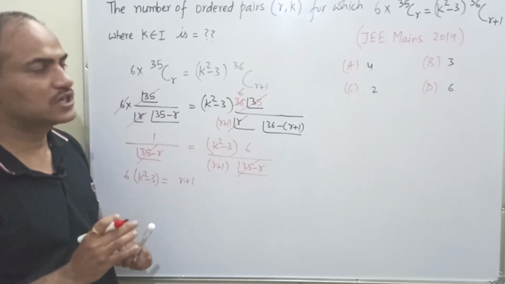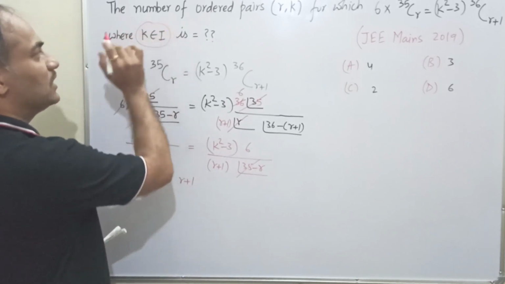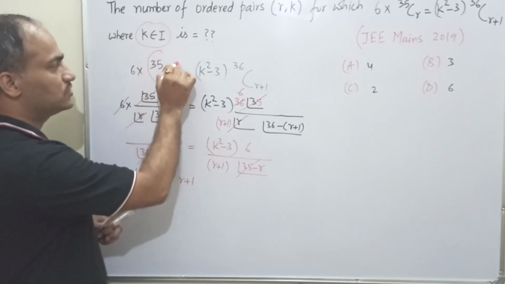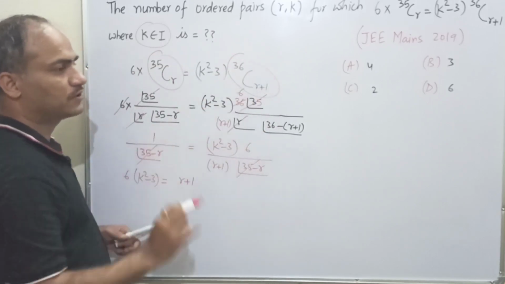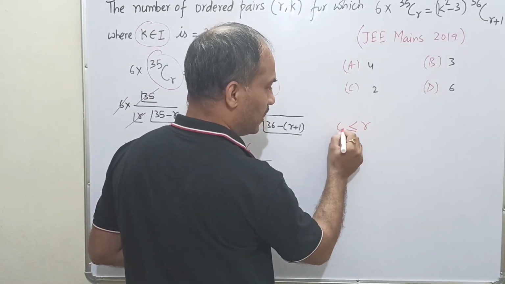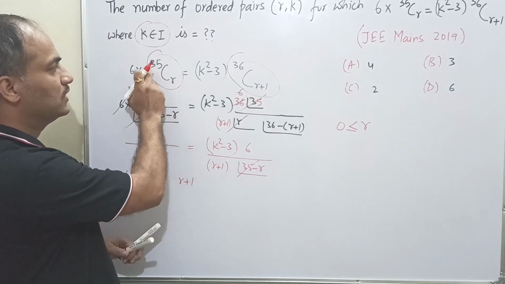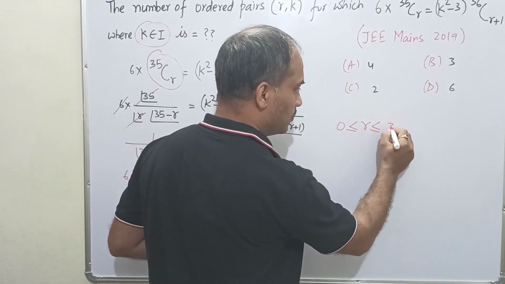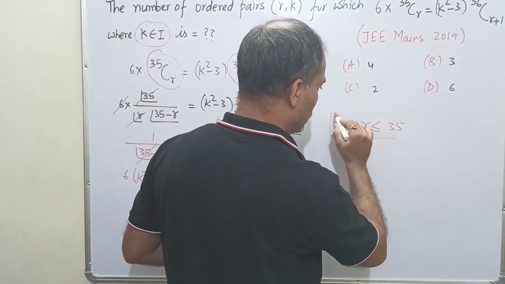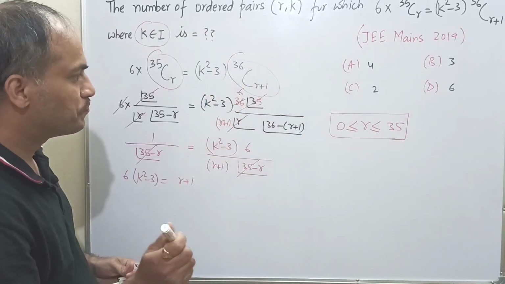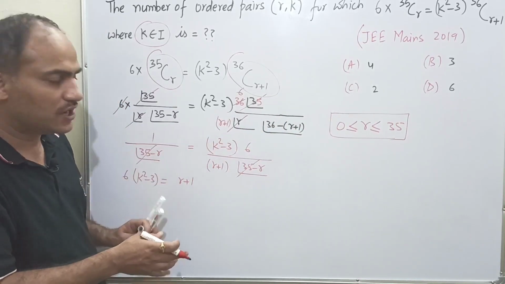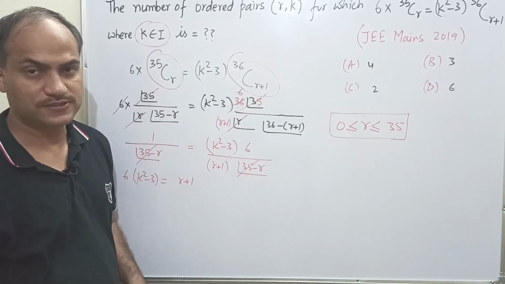Now what is the condition given to us? k is an integer. And we know whenever this value is defined, the value of r obviously can be greater than or equal to 0, and it will always be less than or equal to 35. From here also we get the same thing. So this is the condition on r. So r needs to be a non-negative integer only. Clear? Now let us write the value of k in terms of r and see what happens.